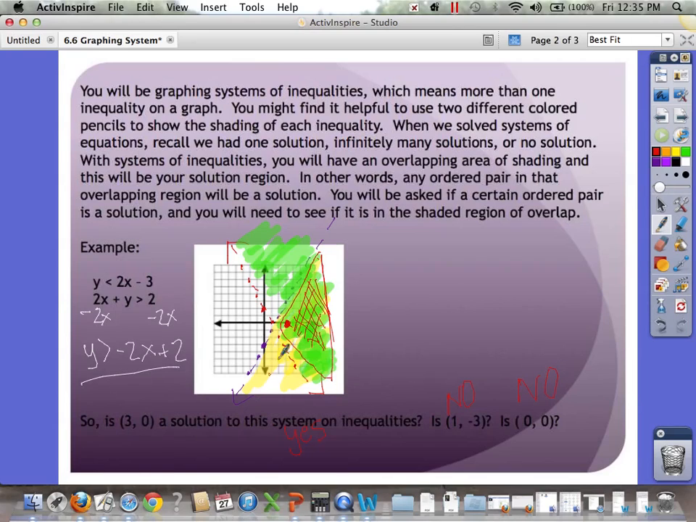So this is what they're going to ask you. You're going to have to graph them, and then you're going to have to know if a point is in that overlapping region. Now, if you have colored pencils, if you use yellow and green, you should have blue right here. My highlighter doesn't blend colors on my active board, so this is the overlapping region. Okay? All right.